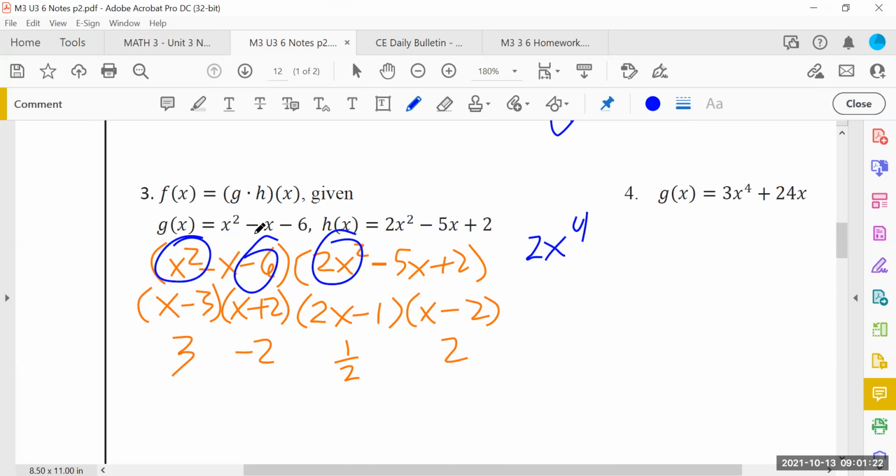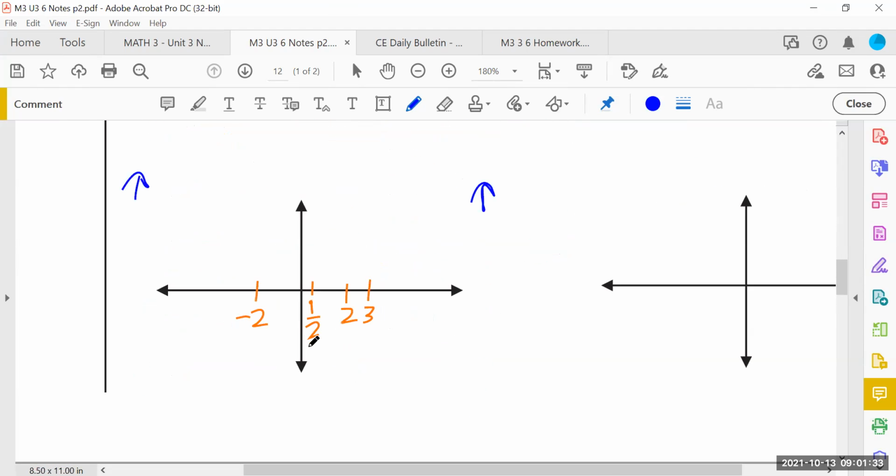0 minus 0 minus 6 would be -6. 0 minus 5 plus 2 would be 2. -6 plus 2, or sorry, -6 times 2 is -12. -12. Let's connect the dots. So I'm going to start up, come down, up, down, up. Something like that would be our answer. Any questions on that one?